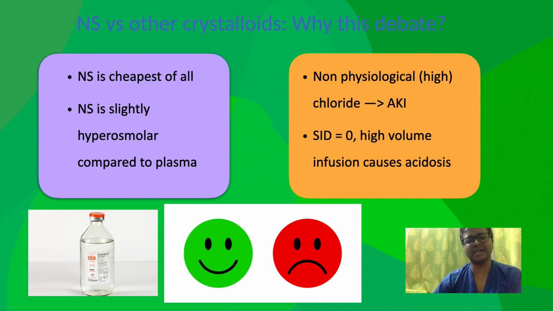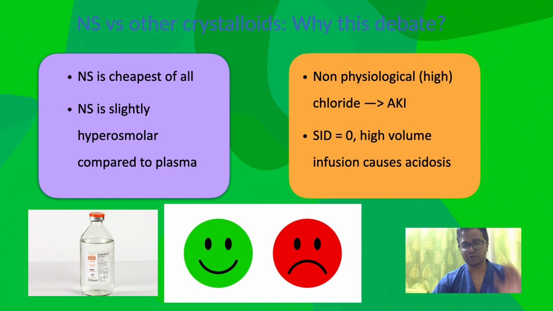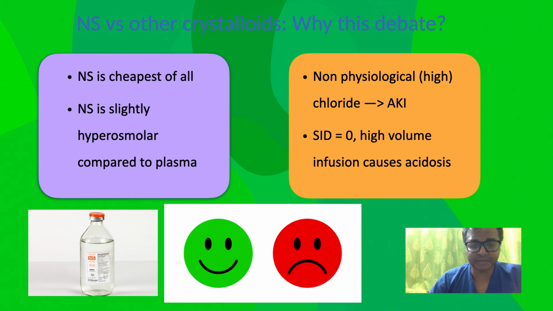But what is the problem with NS then? The problem is NS contains a very high amount of chloride. It is 154 millimole per liter, which is much more than that of plasma. And this high amount of chloride load to the kidney causes something called chloride-induced acute kidney injury. So, high volume resuscitation with normal saline is supposed to cause chloride-induced acute kidney injury. On the other hand, the strong ion difference in normal saline is zero, that is sodium minus chloride. Both are 154 milliequivalent per liter in normal saline, and hence the strong ion difference is zero.